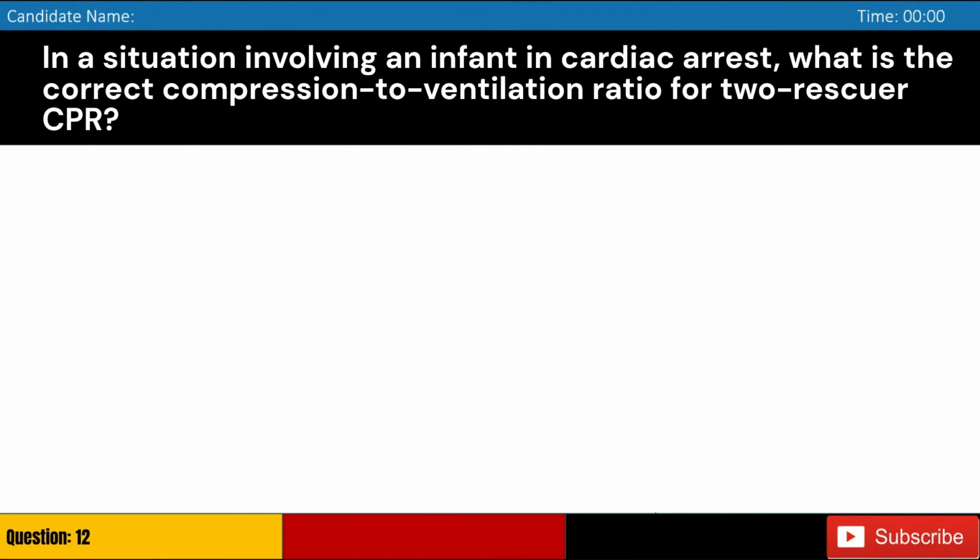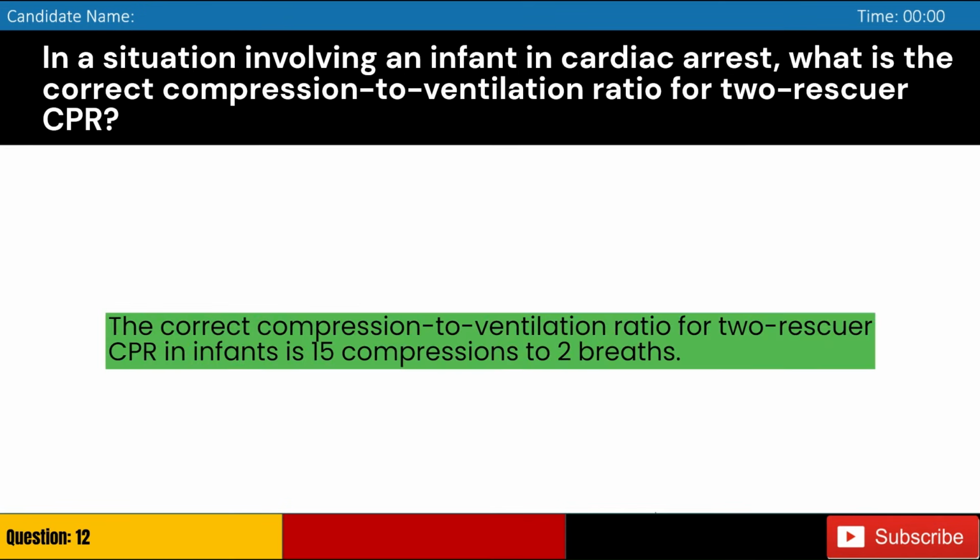In a situation involving an infant in cardiac arrest, what is the correct compression to ventilation ratio for 2 rescuer CPR? A. 30:2. B. 15:2. C. 10:2. D. 5:1. Answer: B. The correct compression to ventilation ratio for 2 rescuer CPR in infants is 15 compressions to 2 breaths.